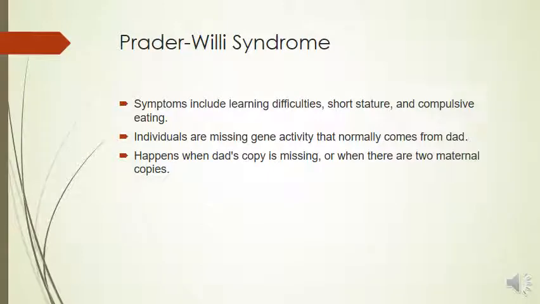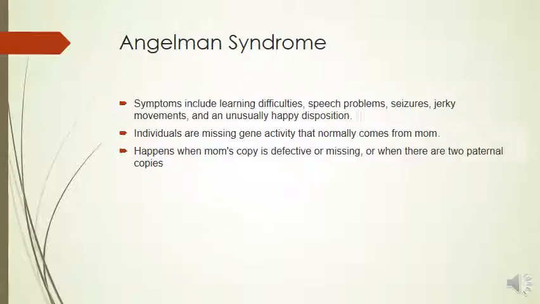Looking at Prader-Willi, the symptoms include learning difficulties, short stature, and compulsive eating. Individuals are missing gene activity that normally comes from the dad. This happens when the dad's copy is missing or when there are 2 maternal copies. For Angelman syndrome, the symptoms include learning difficulties, speech problems, seizures, jerky movements, and an unusually happy disposition. Individuals are missing gene activity that normally comes from the mom. This happens when mom's copy is defective or missing, or when there are two paternal copies.